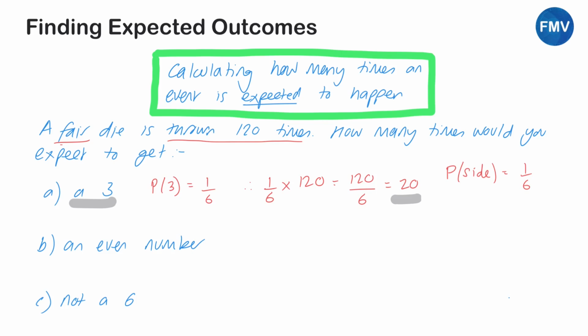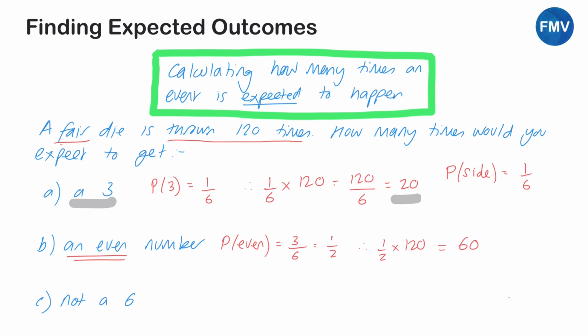So the second question was, how many times would we expect an even number to occur? On a normal dice, we have sides 1, 2, 3, 4, 5, and 6, and the even numbers are 2, 4, and 6. And the chance of getting an even number is 3 out of 6, which is a half. So therefore, you're going to have a half multiplied by 120. So we would expect an even number to occur 60 times. And that makes sense because half of the numbers are odd, half of the numbers are even. And if we throw it 120 times, we would expect half of those to be even numbers.